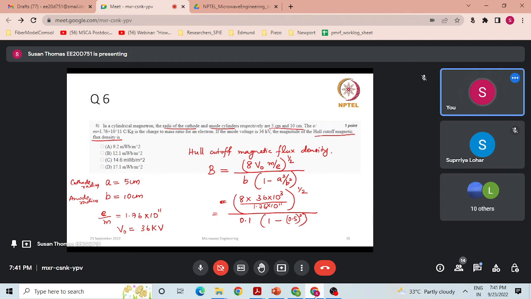If you just calculate and simplify this, you will get the answer. Can you try this out and tell me which is the right option?